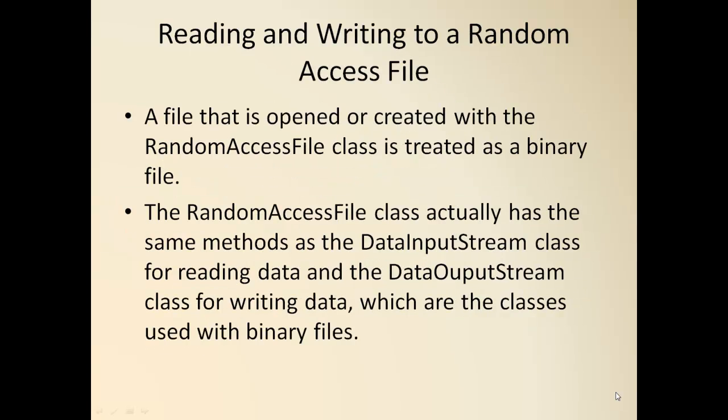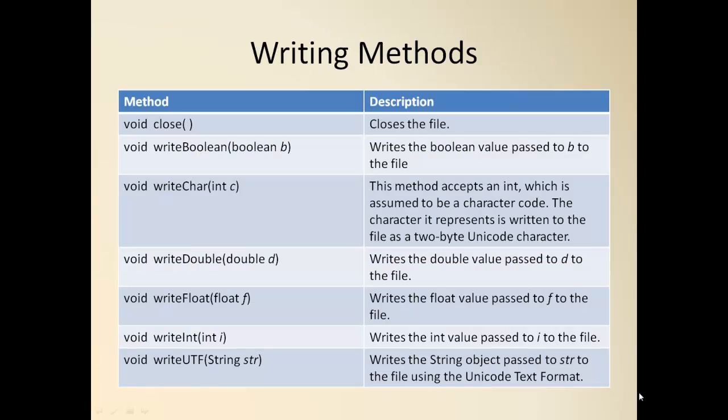A file that is opened or created with the RandomAccessFile class is treated as a binary file. The RandomAccessFile class actually shares the same methods as the DataOutputStream class and the DataInputStream class, which we used in the object serialization and binary files videos to read and write data. Here are some of the more common functions used to write data with a random access file. Since the descriptions provide an adequate explanation of the methods, I'm going to move on, but feel free to pause the video here to look over the methods and descriptions.